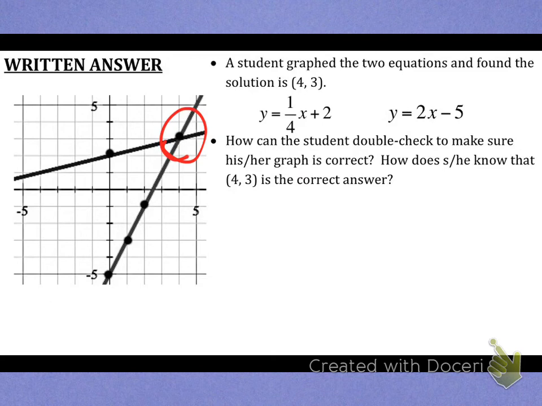Beautiful. Here's the question I have for you, y'all. How can the student double check to make sure his or her graph is correct? How does he or she know that (4, 3) is the correct answer? I mean, I just checked their graph. They did it correctly. What other way can they know? I want you to brainstorm this and come back to the video.